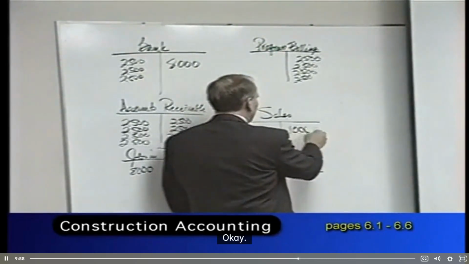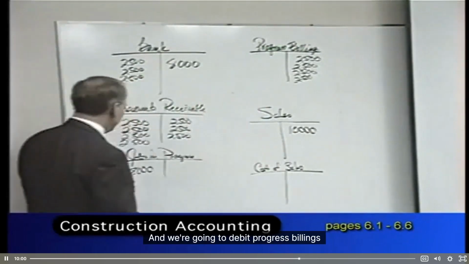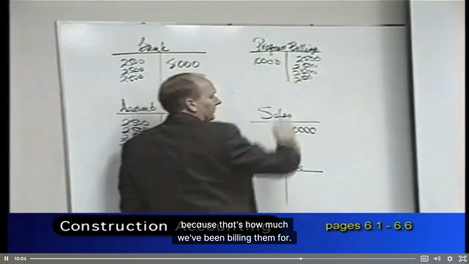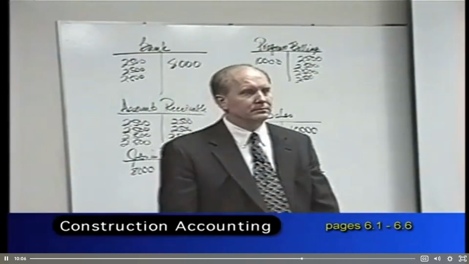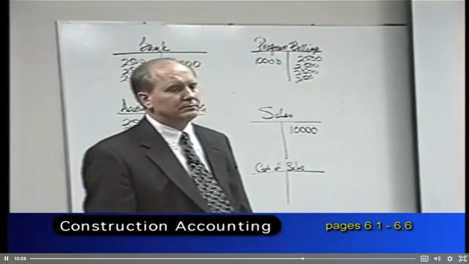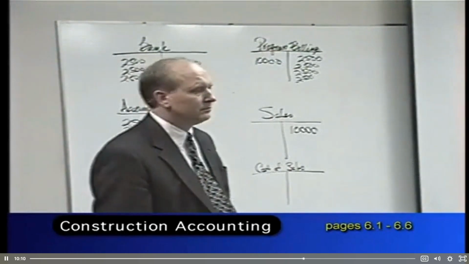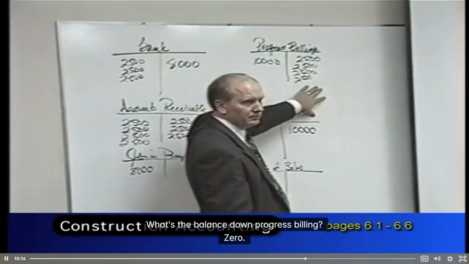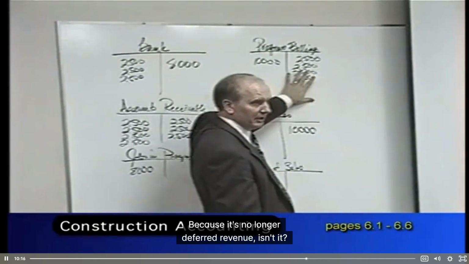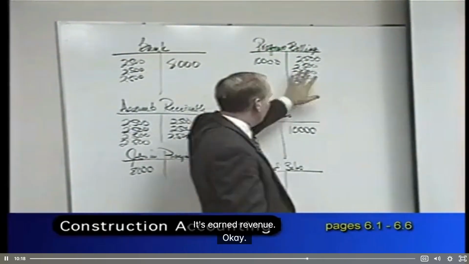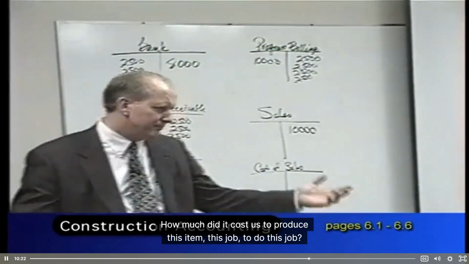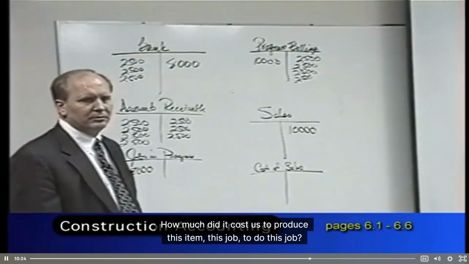$10,000. Okay? And we're going to debit progress billings, because that's how much we've been billing them for. Okay? What's the balance now in progress billings? 0. Because it's no longer deferred revenue, is it? It's earned revenue.